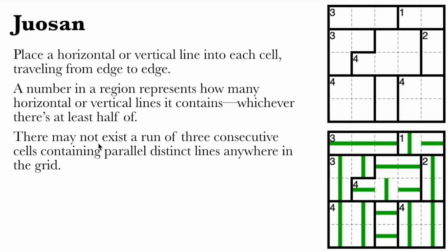Finally, there may not exist a run of 3 consecutive cells containing parallel distinct lines anywhere in the grid. So once we have 2 parallel lines, we can't have a third one. But if they are going the same direction, there's no restriction on how many in a row we can have. Those are the rules of Juosan, so it's time to solve a puzzle.